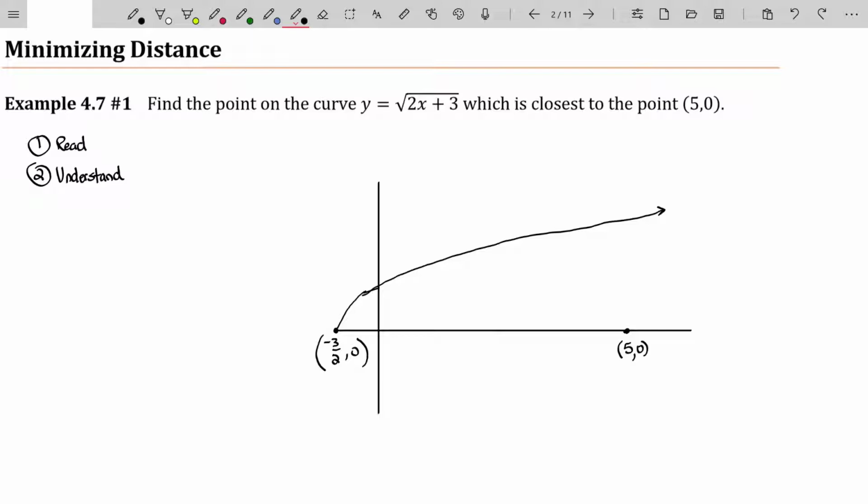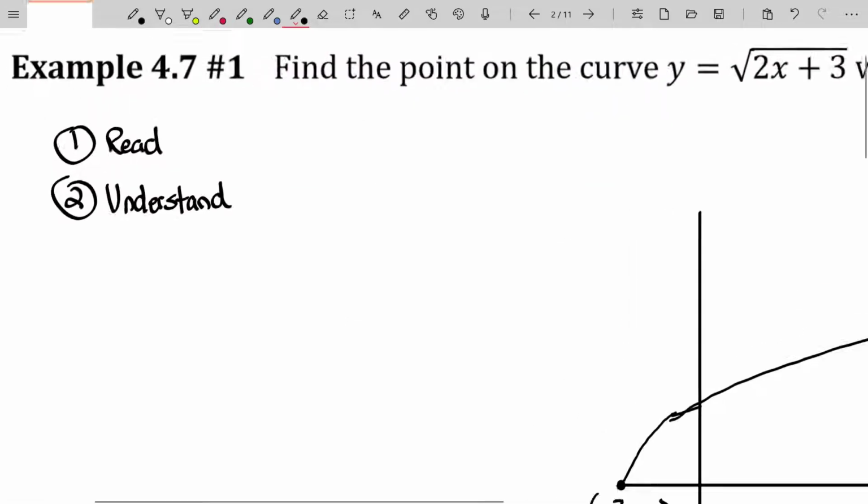So I want to find the point on this curve, which could be any of these red points I'm just kind of writing in here. I want to find the point on the curve which minimizes the distance between that red point and 5, 0. So that's how I'm going to understand the problem. I want to minimize this distance. In fact, let's go ahead and just take a random arbitrary point there. We're going to call this point x, y, and we want to minimize this distance d from x, y to 5, 0. So therefore, I've read the problem. I understand what's going on.